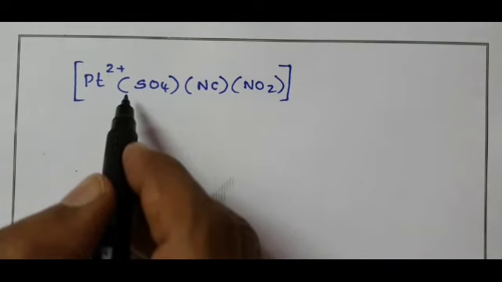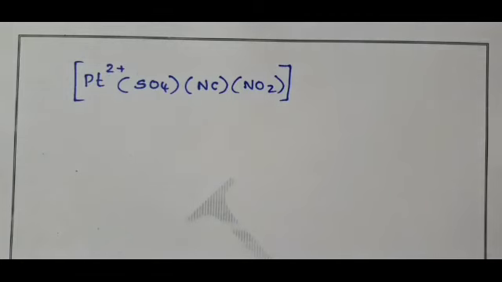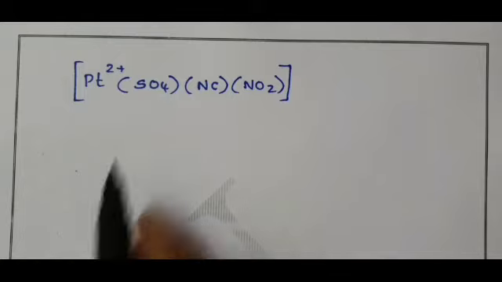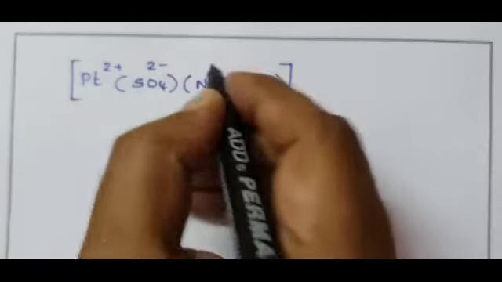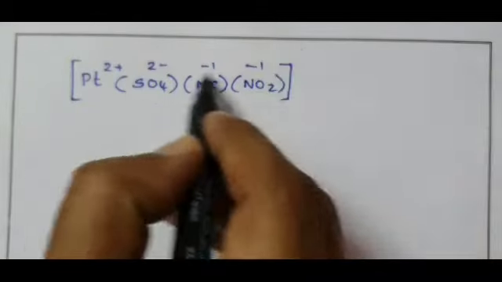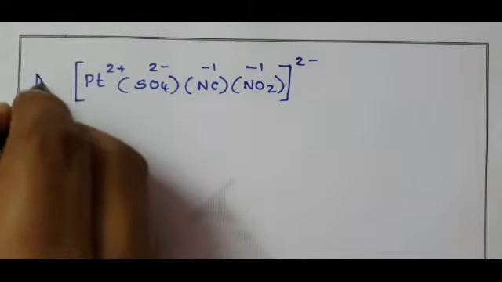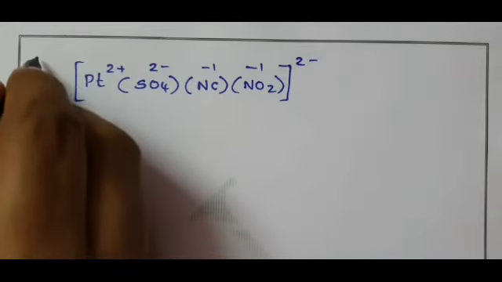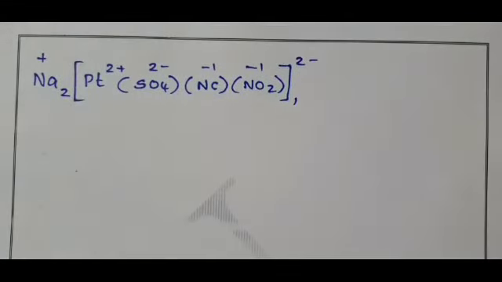Coordination number means total number of chemical bonds formed between central metal ion and ligands. Here 2 bonds, third bond, fourth bond. Sulfate is 2 minus ion, cyanido minus 1, nitrito minus 1. And adding all these charges, you will get 2 minus on the complex. Put here 1 positive ion, Na, counter ion, 1 sodium, 1 plus. That 2 is here, this one is there. You will get a complex.